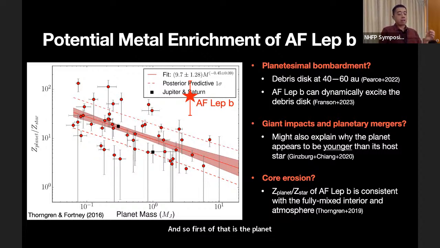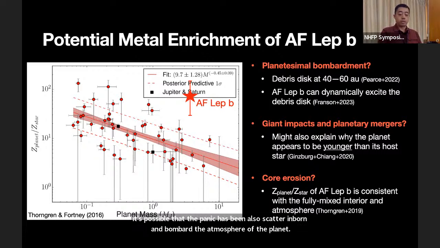At the currently observed orbit and mass, AF-B can dynamically excite the debris disk, as shown in one of the discovery papers. And it's possible that the planet has also scattered planetesimals inward and bombarded the atmosphere of the planet. In addition, there are also possible processes like planetary mergers and core erosion.